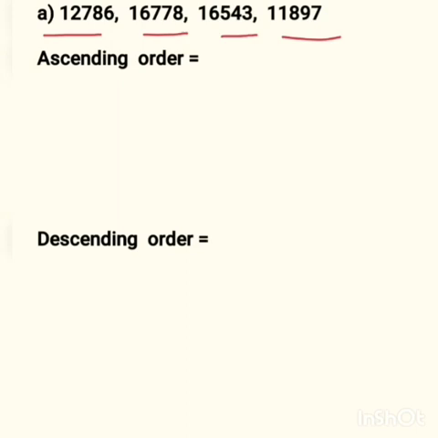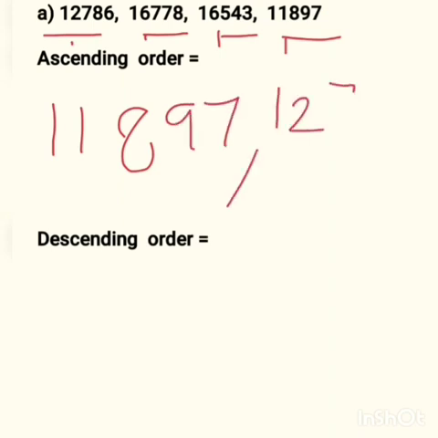Now here we have to compare the first digit of each number. You can see all are having 1 in the first digit. Now we have to move to the next digit. In the next place you can see here is 2, then 6, then 6, then 1. So which one is smallest? That 1. So 11897, and the next is 12786, right?